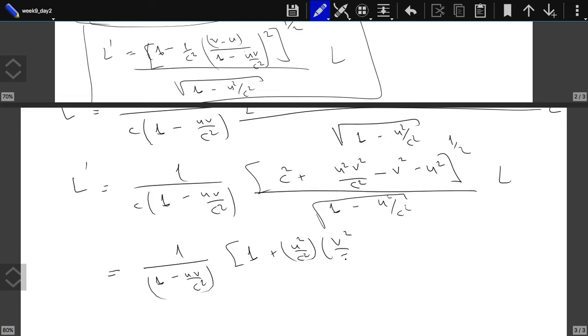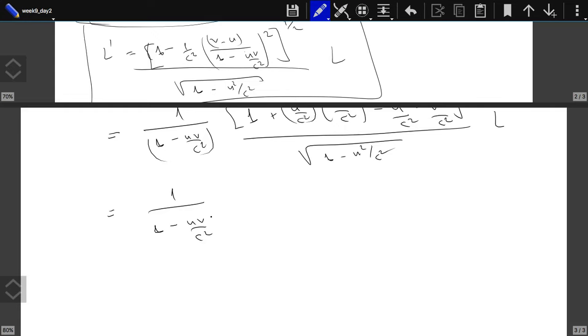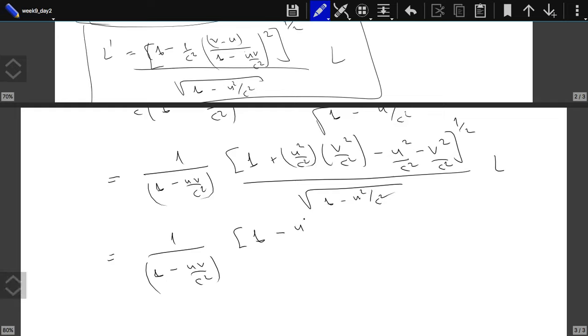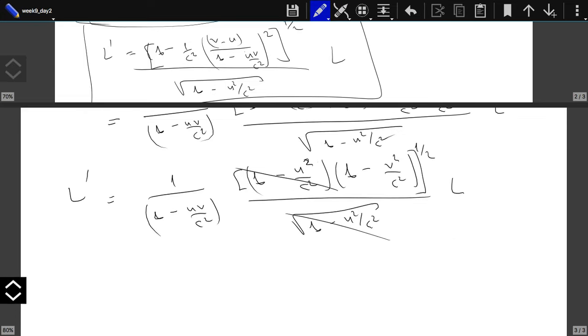Times v squared over c squared minus u squared minus v squared. We can factorize that still. There's a factor over c squared. This is equal to 1 over 1 minus uv over c squared, 1 minus u squared over c squared, times 1 minus v squared over c squared, divided by the square root of 1 minus u squared over c squared. This 1 minus u squared over c squared under the square roots, they just cancel. And we have this final expression: L prime is equal to 1 minus v squared over c squared to the power 1/2, divided by 1 minus uv over c squared, times L.